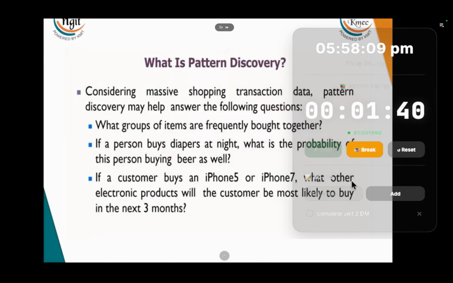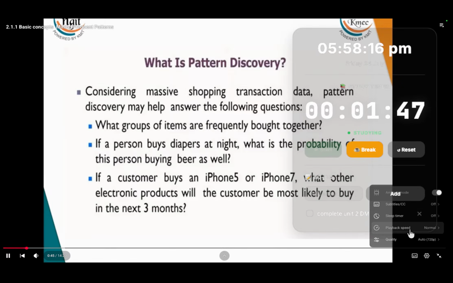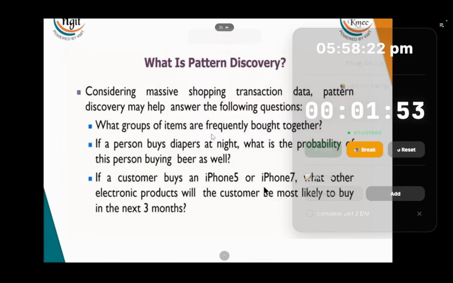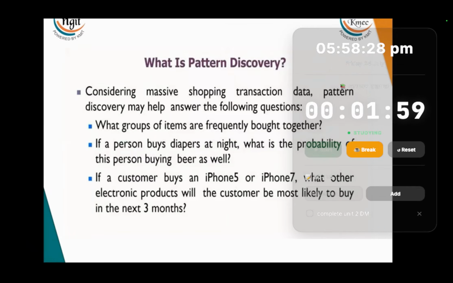is pattern discovery. Suppose you are taking any shopping transaction, and you want to improve profits in that. The following questions may arise. For example, if you want to know what group of items are frequently bought together: if you are buying milk, along with milk, what is the other item that is preferred to buy? For example, if you want to buy bread or butter, what is the most frequently bought item that is purchased with the other item?